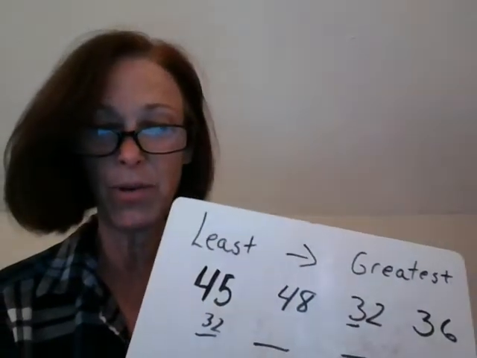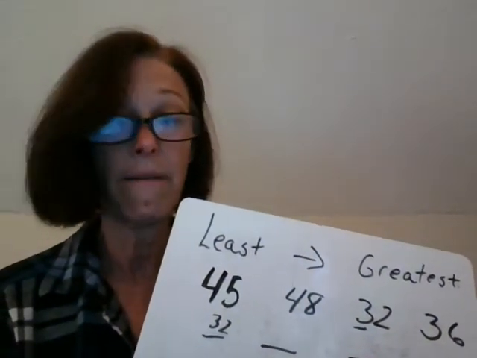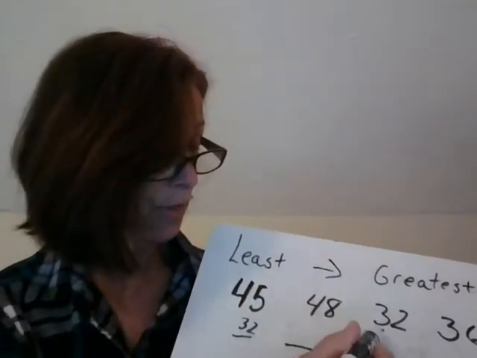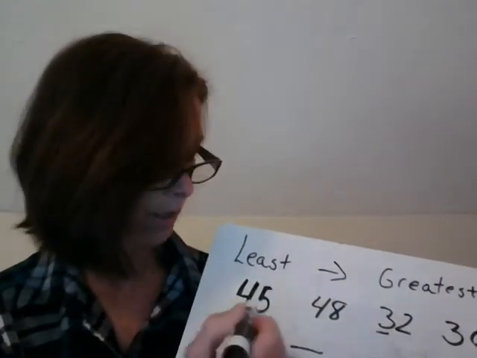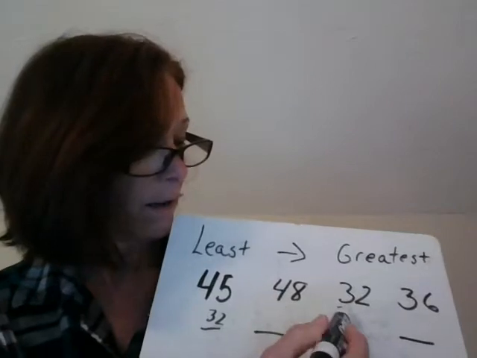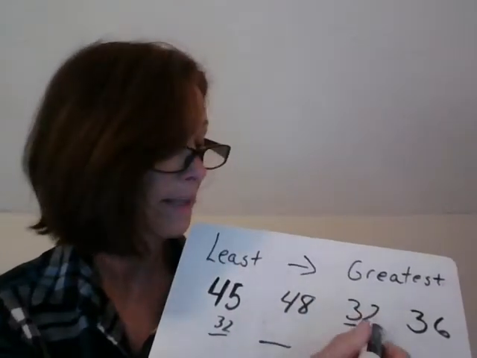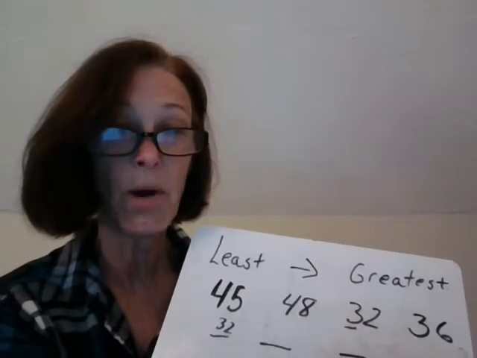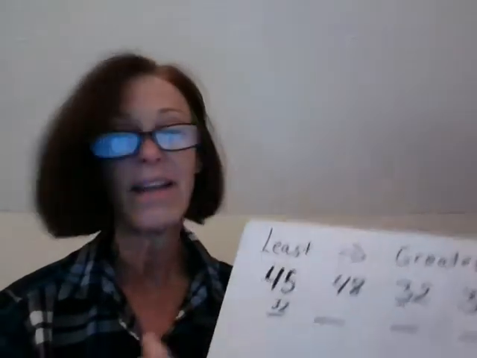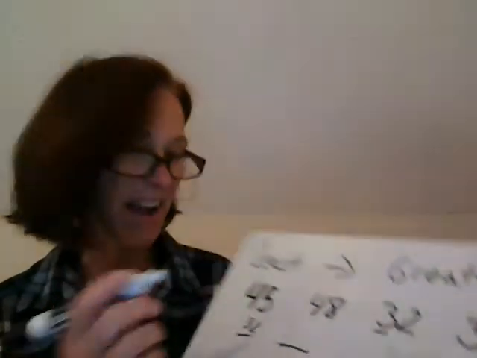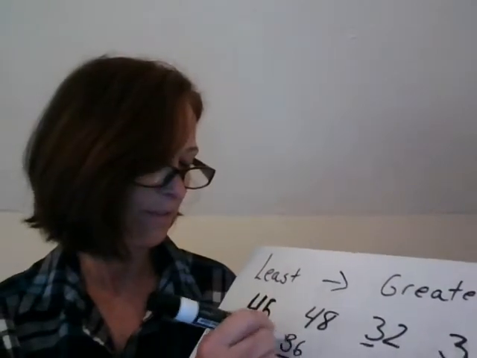Did the tens place help you completely? No. You did know that 30 is less than 40. 30 is less than 40. But this is 30 and that's 30. So you had to go to the ones place. And you saw that 2 in the ones is smaller than 6 in the ones. Great. And the next number would be, yeah, the tens place helps you solve it.